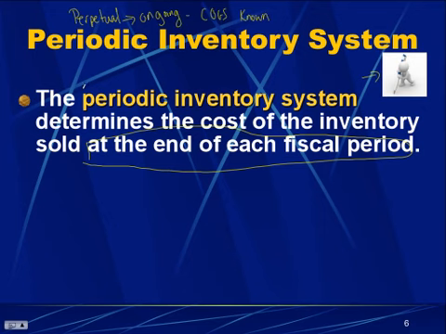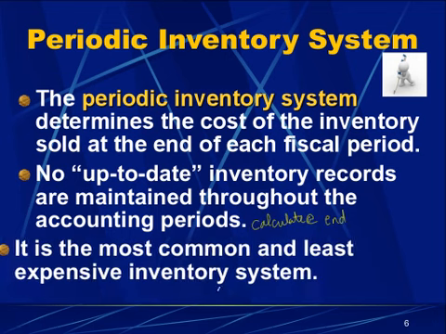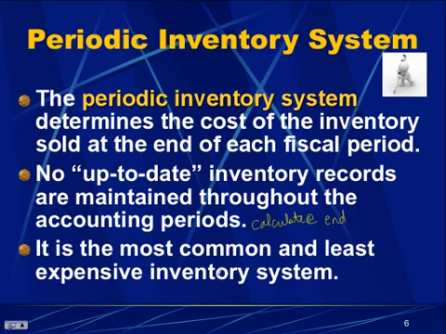We're going to be looking at the periodic inventory system. No up-to-date inventory records are maintained throughout the accounting period. Okay, we calculate it at the end. It is the most common and least expensive inventory system. However, let me tell you now, with computers, the perpetual system is much easier now that we have computers.